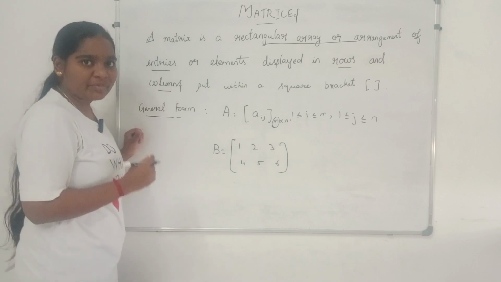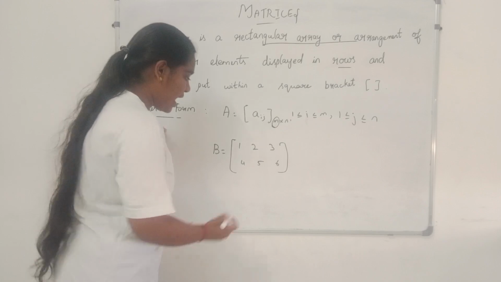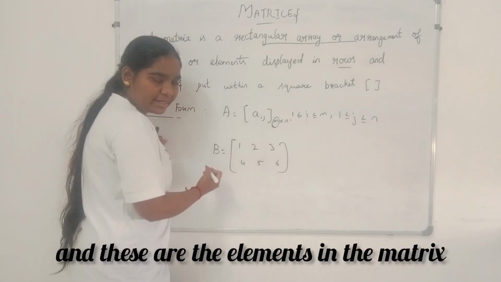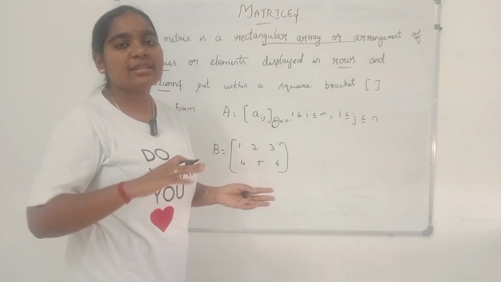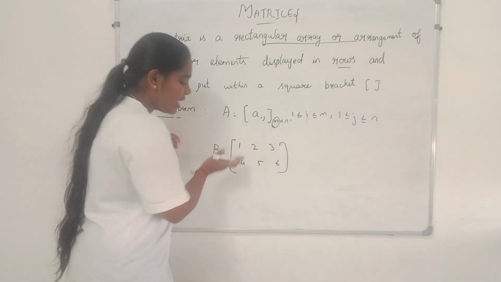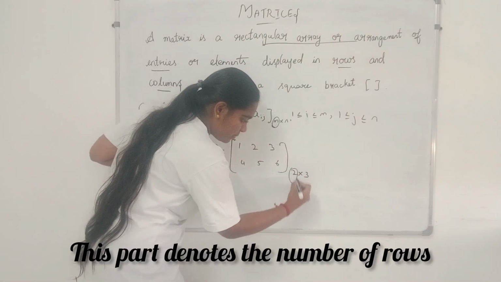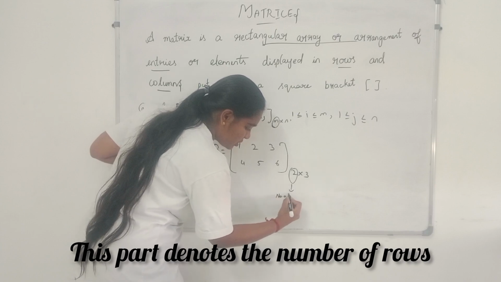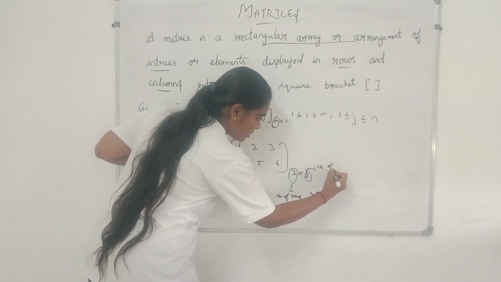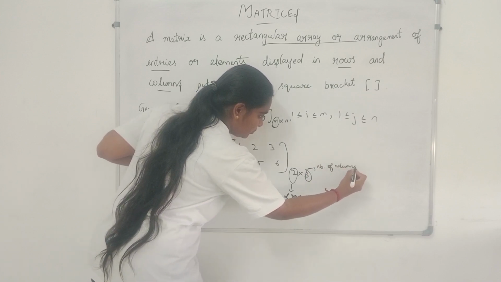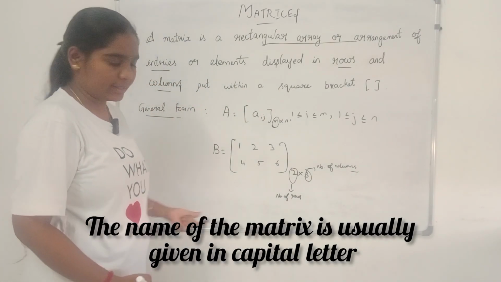This is a matrix. Usually, matrix will be represented in a square bracket. And these are the elements in the matrix. And here, we will write the number of rows and number of columns of this matrix. Here 2 rows and 3 columns. So 2 by 3. This part denotes the number of rows and this part denotes the number of columns. The name of the matrix usually given in capital letter.